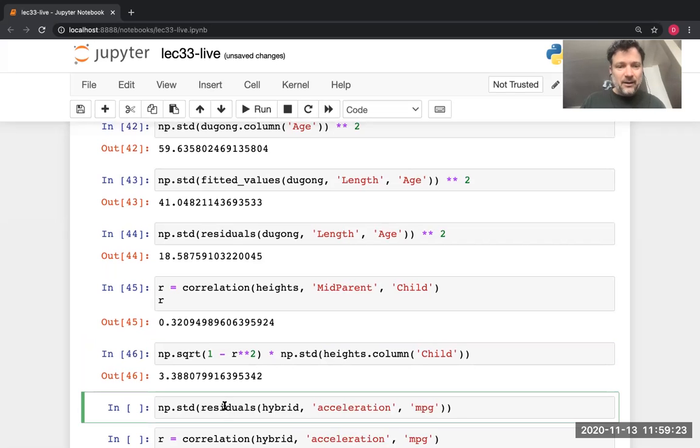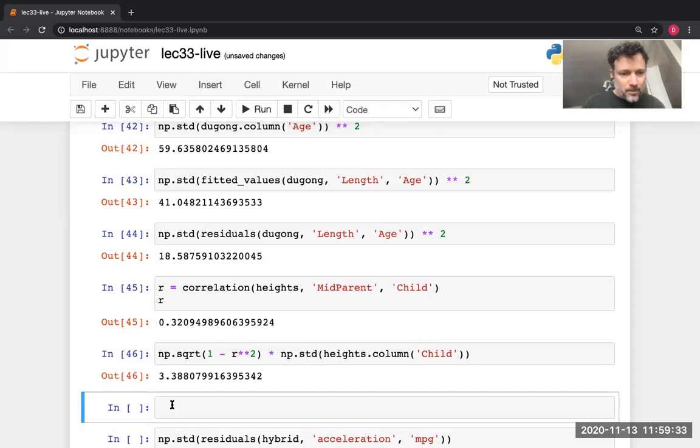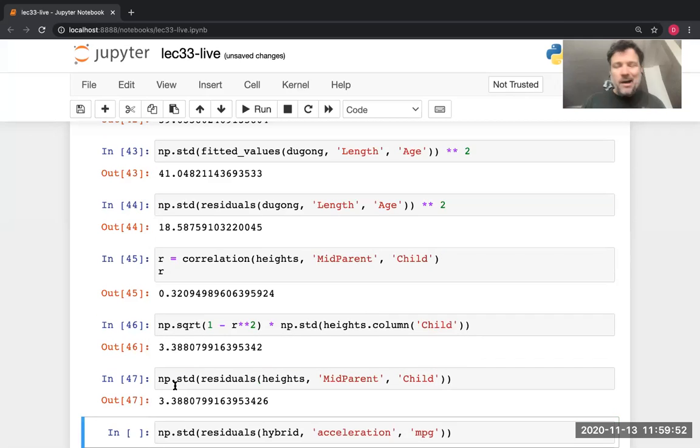And let's check it. Let's actually compute the SD of the residuals. Did I compute the SD of the residuals? Maybe I need to compute that. Residuals, heights. And I get the same value. Okay, so the SD of the residuals was indeed what this formula predicts.